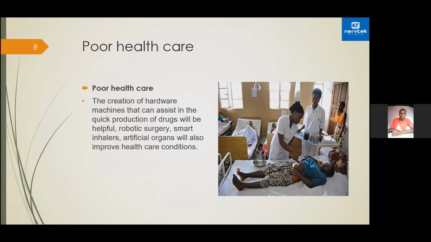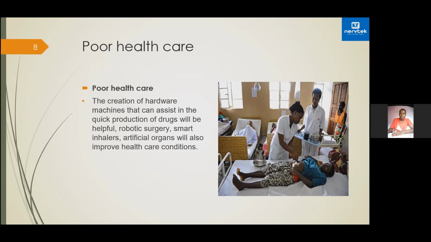And also during surgery, many people have died because of the carelessness of the doctor or some other reason. So they've invented robotic hardware systems that can help in surgery, robotic surgery equipment. Also, there are smart inhalers, especially for people that have asthma. Small hardware smart inhalers that can help asthma patients.